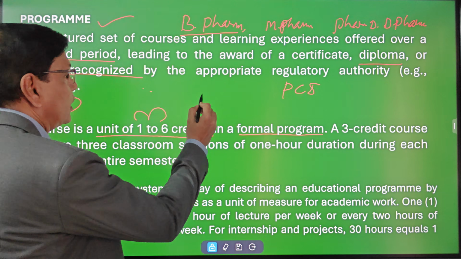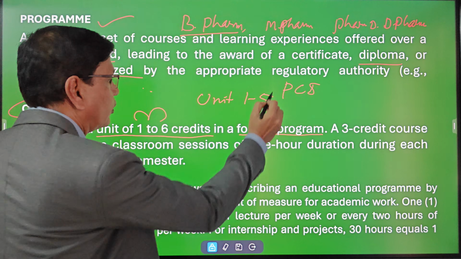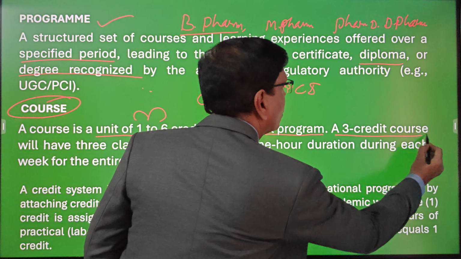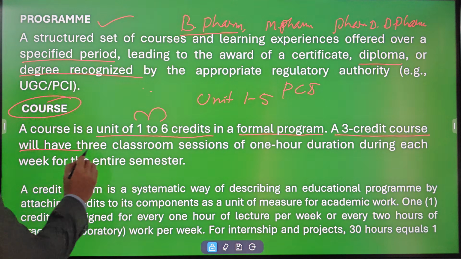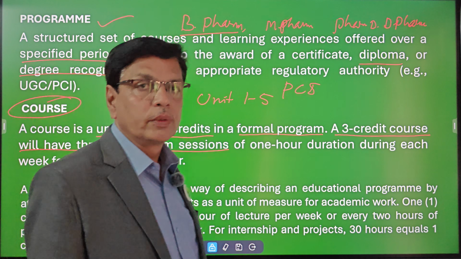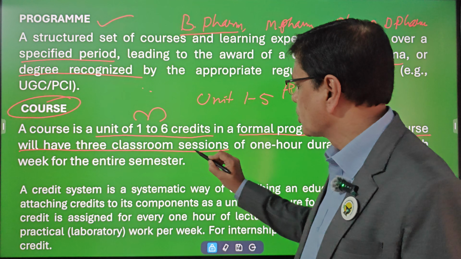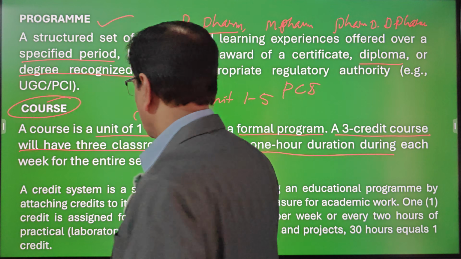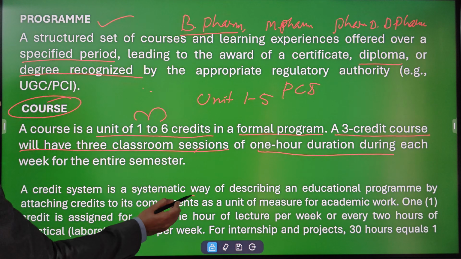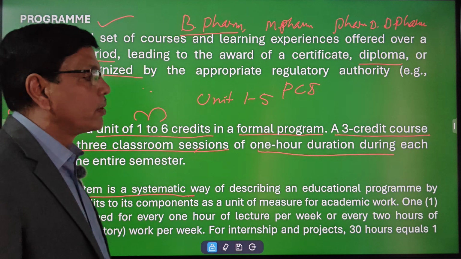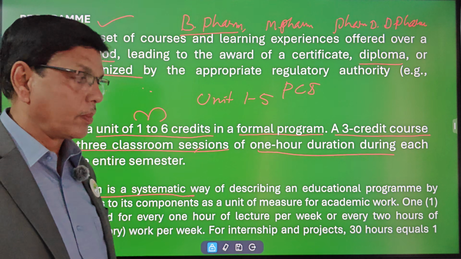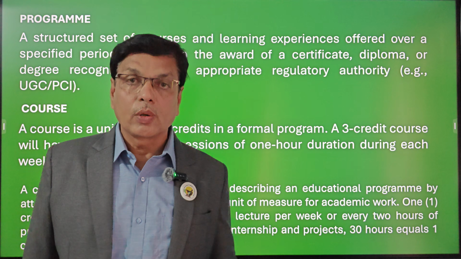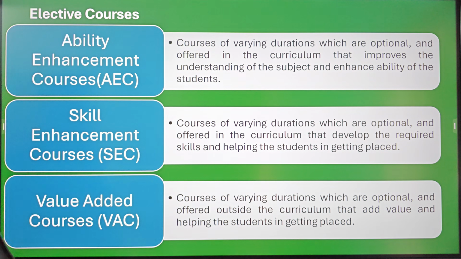That means usually we have units, 5 units or 6 units. A 3-credit course will have 3 classroom sessions, that is, a course which may have 3 lecture classroom sessions of 1 hour duration each, right? The credit system is a systematic way of describing an educational program. We will discuss in the coming slides what the credits are and how they have been described, right?